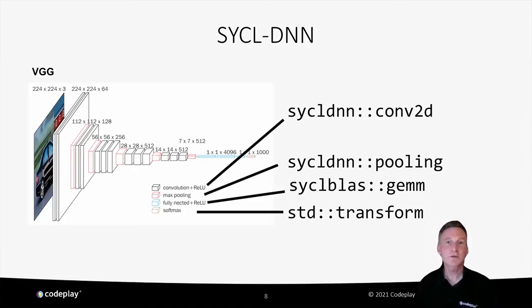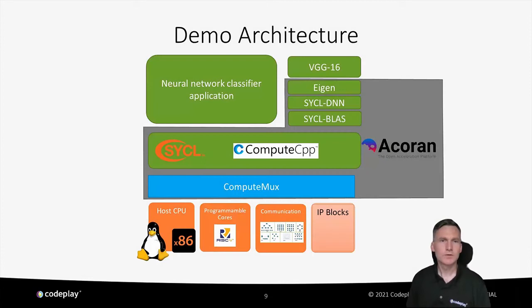So we have a classifier application using the VGG network running with SYCL, but how does it work under the hood? I'll now talk about how our Acoran platform translates the C++ code written by our research team into lower-level instructions that can be understood by a processor. Let's start with a bigger picture look at the technology stack that is needed to drive this demonstration application. This graphic shows how the different parts of this demo fit together.